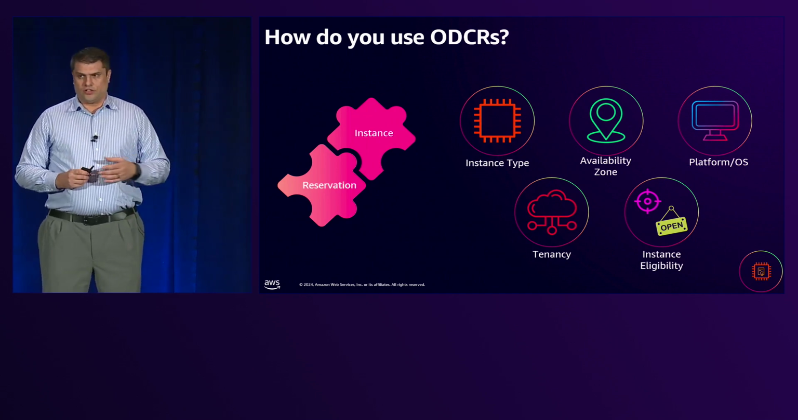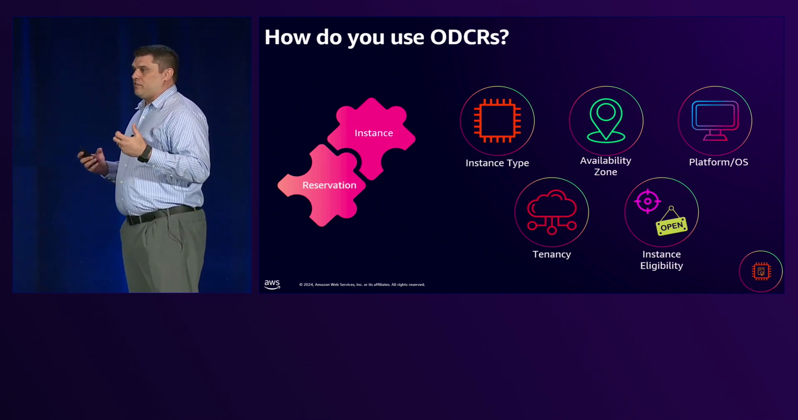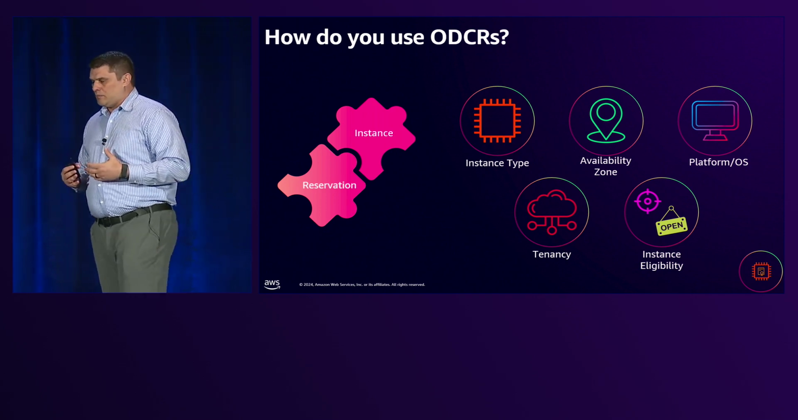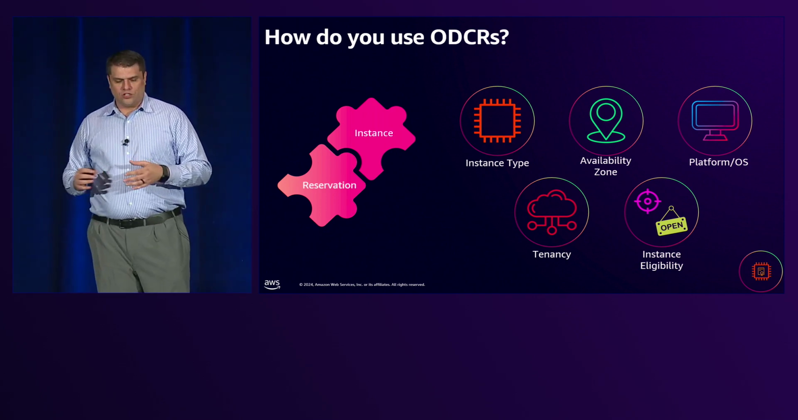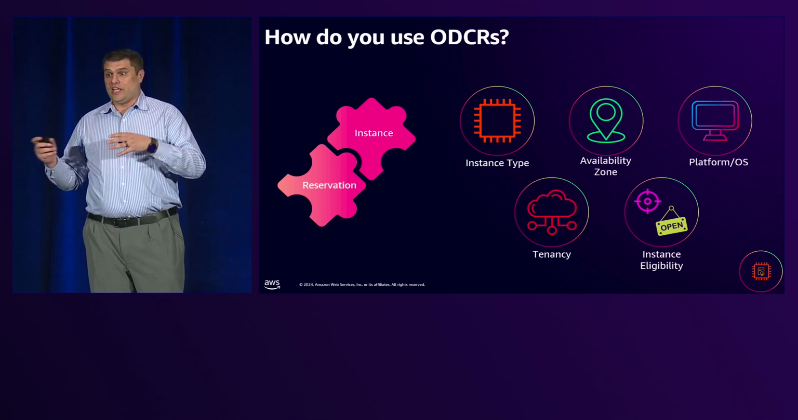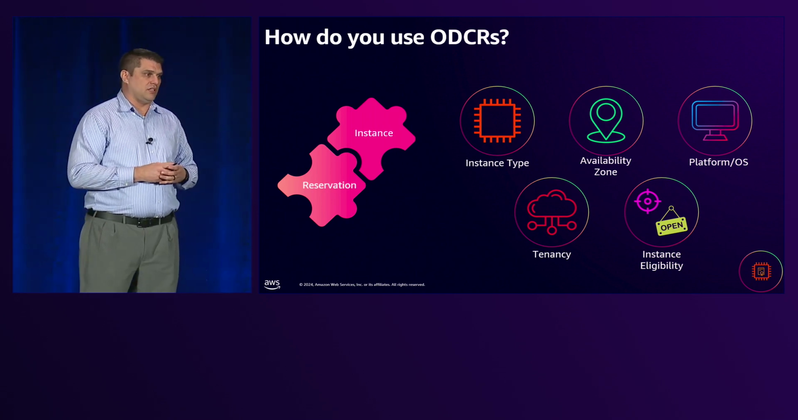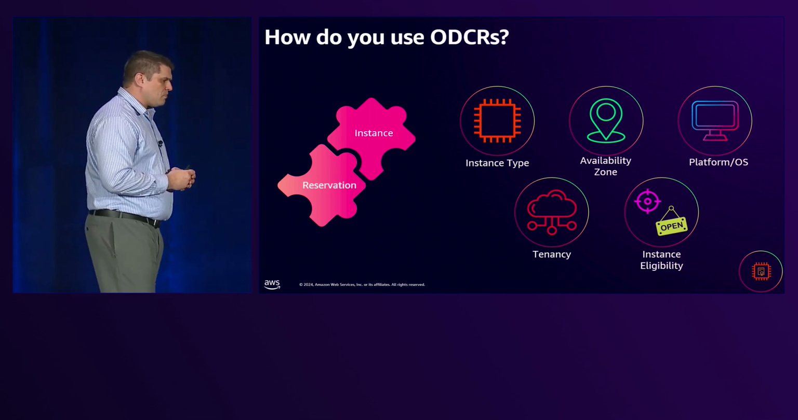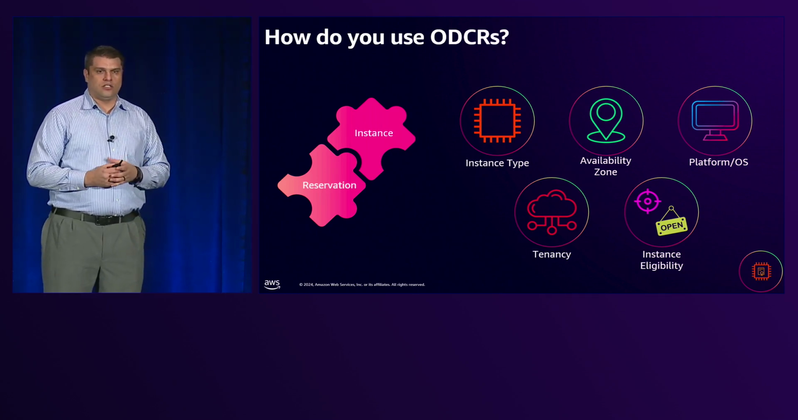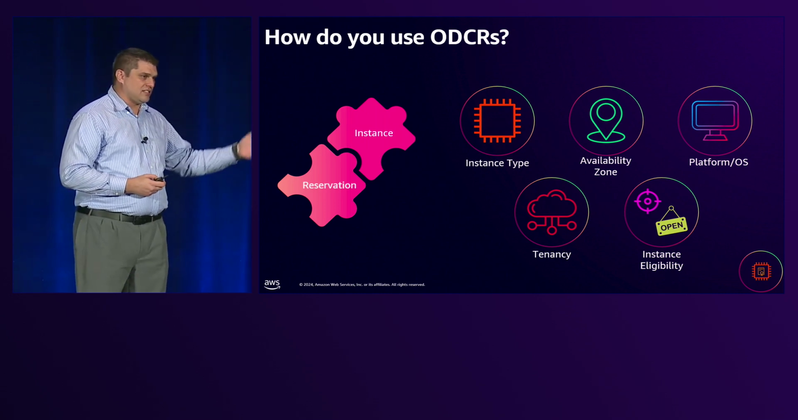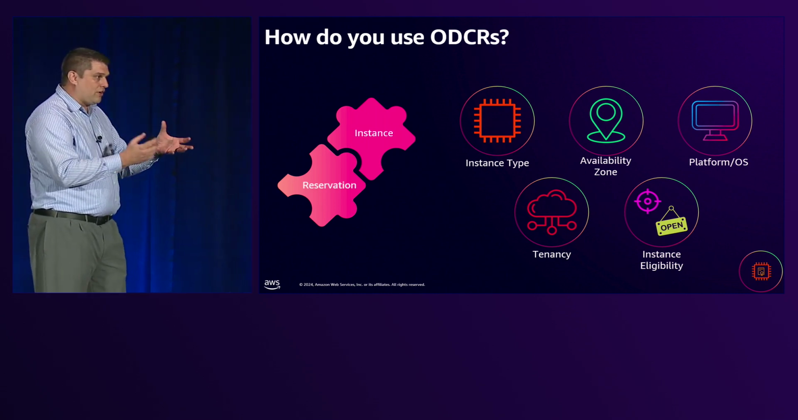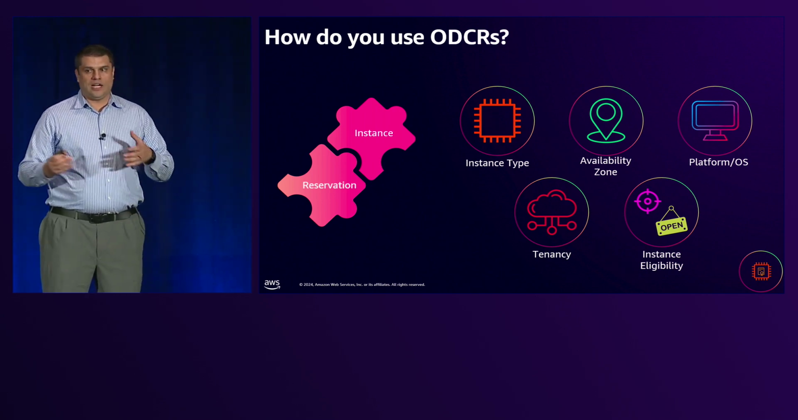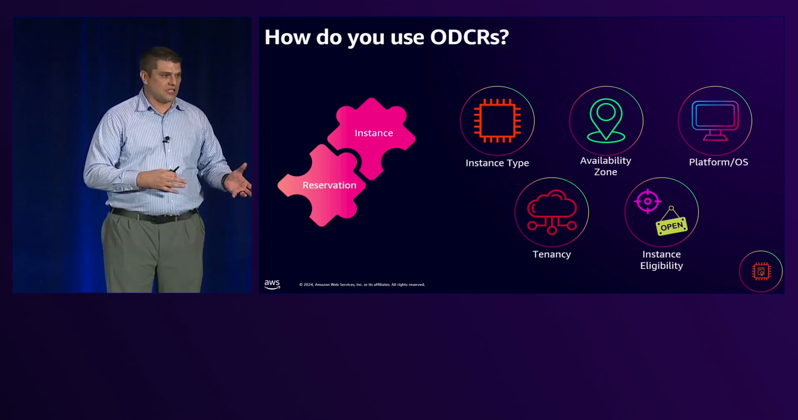So how do you use ODCRs? I would say the ODCR and an instance work on this concept called matching. There are 5 different parameters that the instance and the ODCR have to have in common in order for the instance to run in the ODCR. The first 4 are inherent to the capacity itself: the instance type, the availability zone where the capacity is located, the platform or operating system, and whether it's a shared or dedicated instance type.